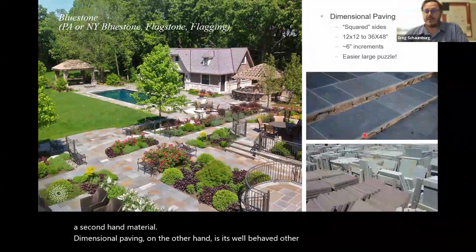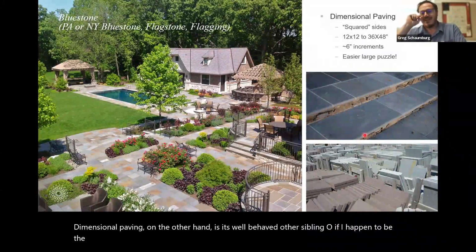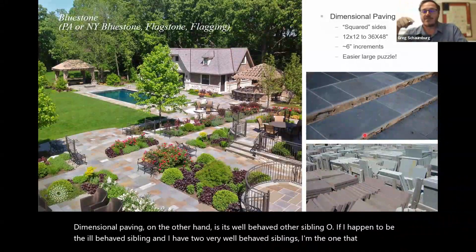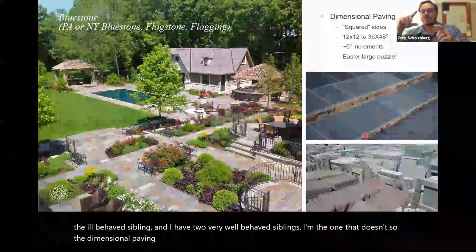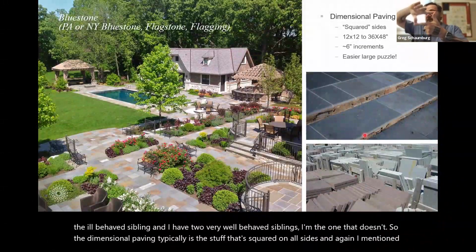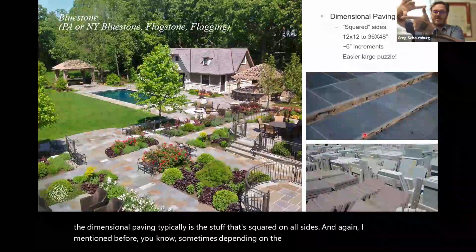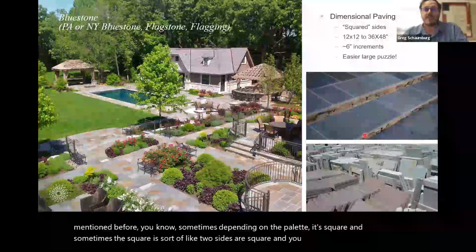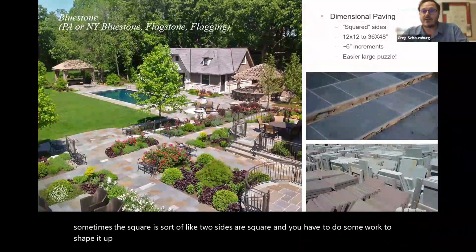Dimensional paving, on the other hand, is its well-behaved other sibling. If I happen to be the ill-behaved sibling and I have two very well-behaved siblings, I'm the one that doesn't behave. So the dimensional paving typically is the stuff that's squared on all sides. Again, as I mentioned before, depending on the pallet, sometimes two sides are square and you have to do some work to shape it up. But essentially it's squared on those sides.